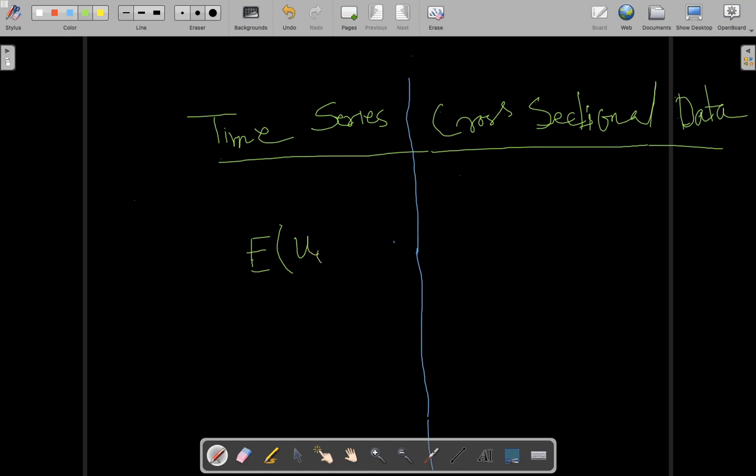Expectation of y given all the xi is equal to 0. Okay, so that was basically the assumption that we had for cross-sectional data.